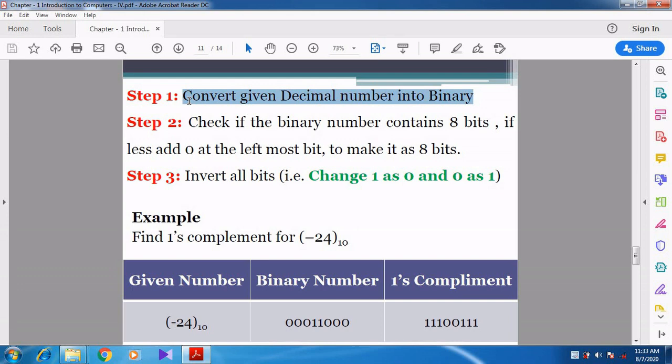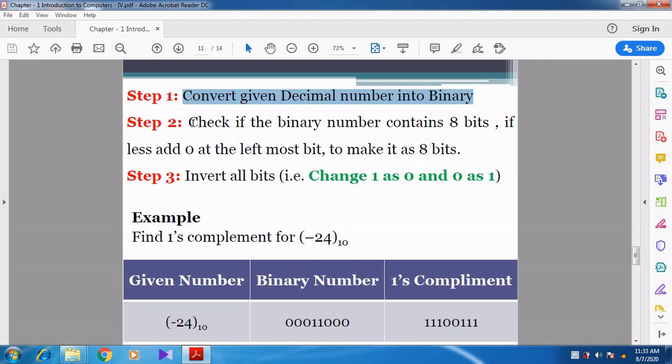So when I divide 24 by 2, 12 twos are 24. Then again 12 is divided by 2, that gives 6. Then again, like that you go on. Whatever the number they are giving, you divide by 2. Convert the given number to binary number.